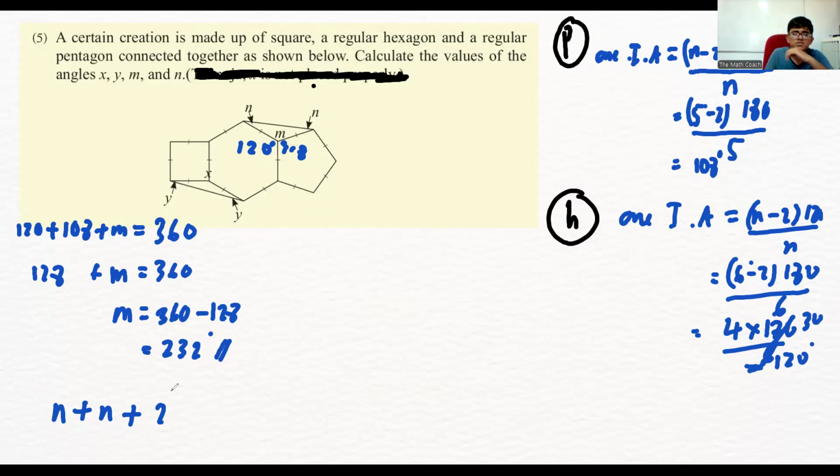It's passing 120 degrees. So is there something wrong here? One interior angle is 5 minus 2, 3, times 180 divided by 5, which is going to be 3 times 36, 108 degrees, 120.